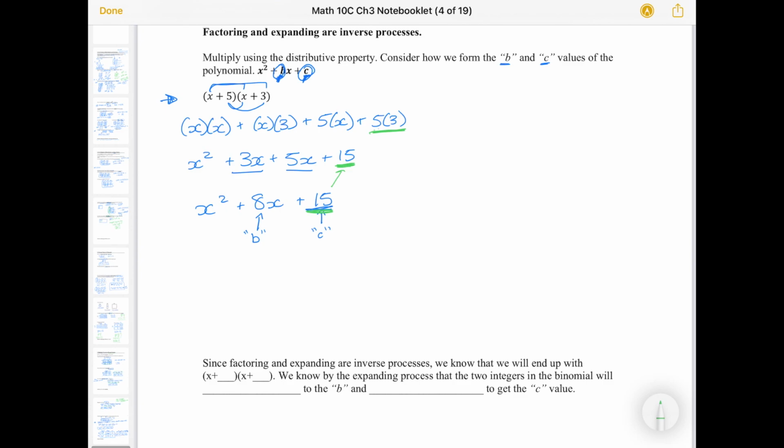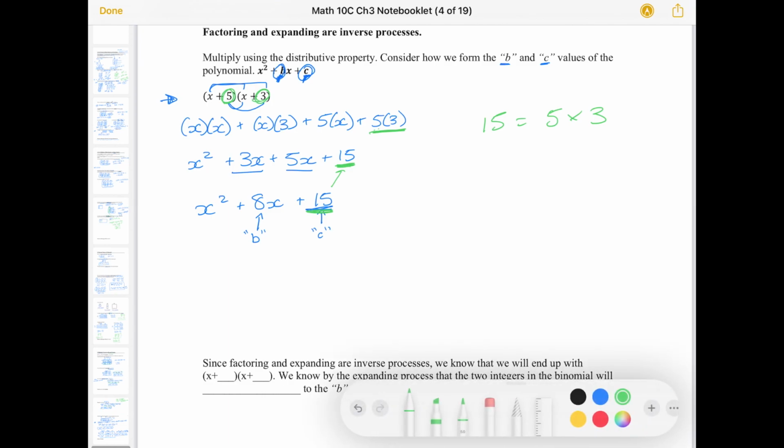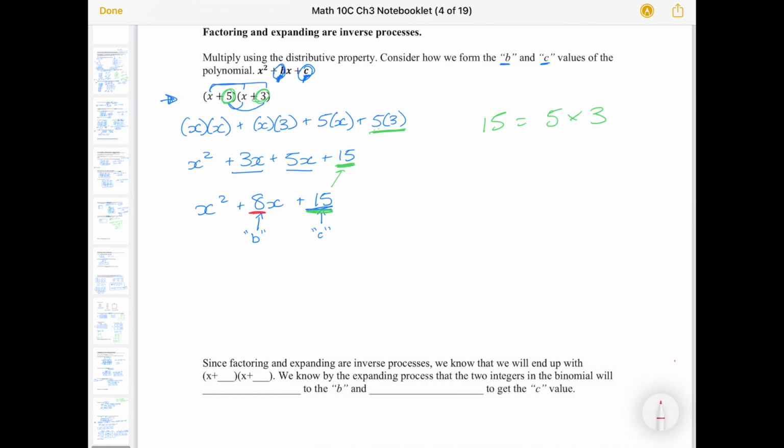And where are my 5 and 3 coming from? Right here. 5 times 3. So I'm going to write that. 15 equals 5 times 3. Okay, let me change color again. Let's look at my b term, my 8x. Well, I've got 3x plus 5x. And where do my 3 and 5 come from? Well, right here as well. So 8, and write it as 5 plus 3.